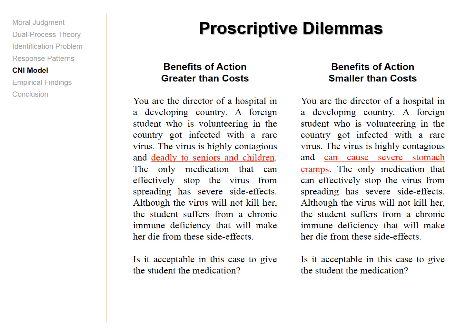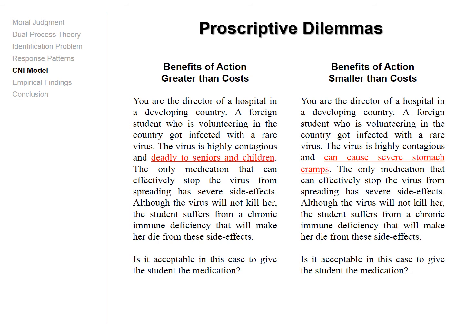You're the director of a hospital in a developing country. A foreign student who was volunteering in the country got infected with a rare virus. The virus is highly contagious and deadly to seniors and children. The only medication that can effectively stop the virus from spreading has severe side effects. Although the virus will not kill her, the student suffers from a chronic immune deficiency that will make her die from the side effects. Is it acceptable in this case to give the student the medication?